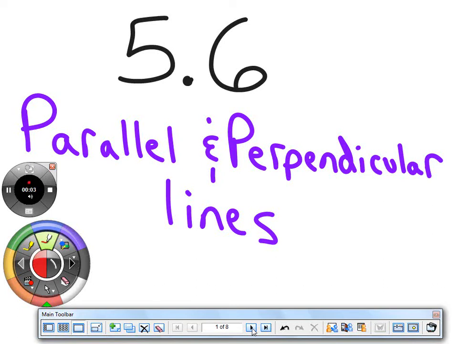Okay, this is 5.6, Parallel and Perpendicular Lines. This lesson is not very difficult at all, especially if you understand section 5.4. If you can write an equation of a line when someone gives you a slope and a point, then you can completely do this section as well. Alright, so let's get into it.